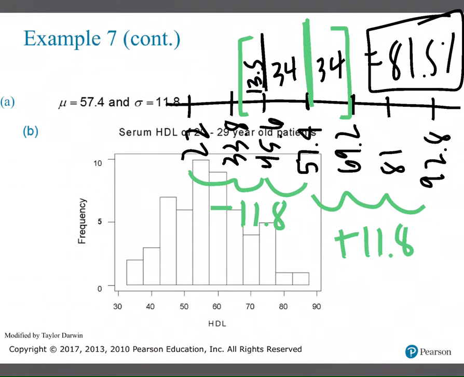And so what we just learned is we can use the empirical rule to estimate the percentage that maybe these patients lie within a certain standard deviation or whatever it is that we're talking about. So the empirical rule is a very good estimator.